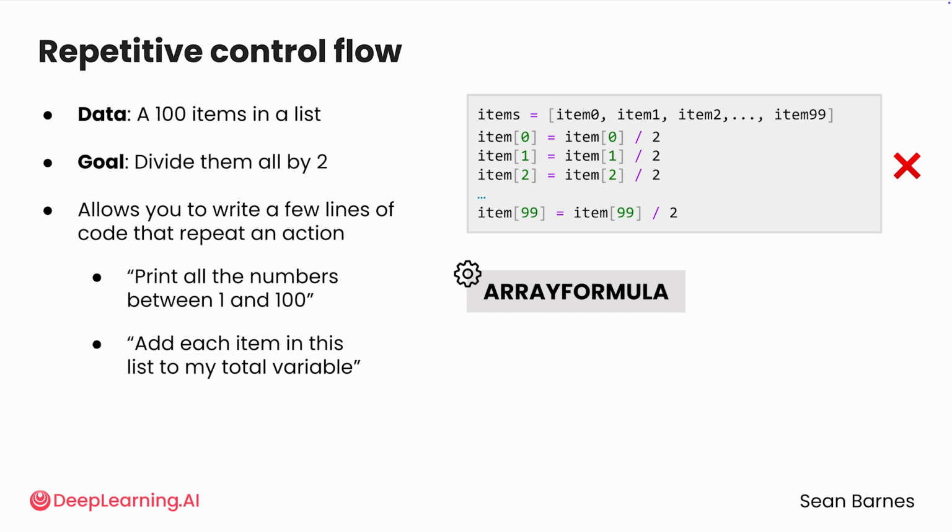Repetitive control flow is similar to what happens with an array formula function in a spreadsheet. You have some operation, like text processing, and you want to perform it on many cells, without having to manually add the formula to each cell. Array formula will repeat the operation for each cell with just one formula. Control flow gives you a ton of flexibility when designing programs. Follow me to the next video to learn comparisons in Python.